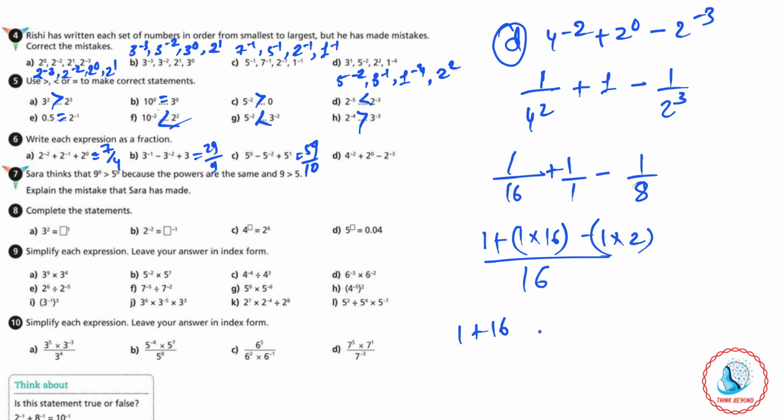Now solve it. 1 plus 16 minus 2 over 16. You will get 15 over 16. So 15 over 16 is our answer.